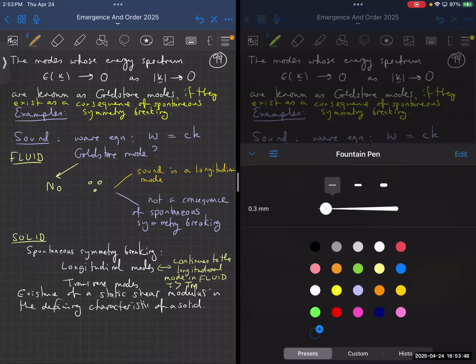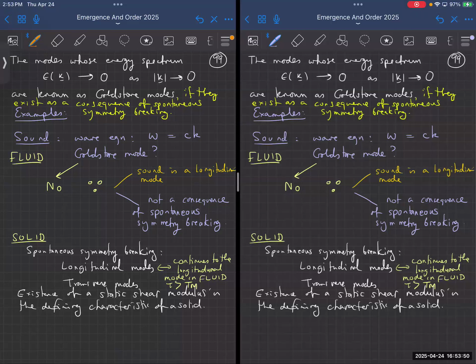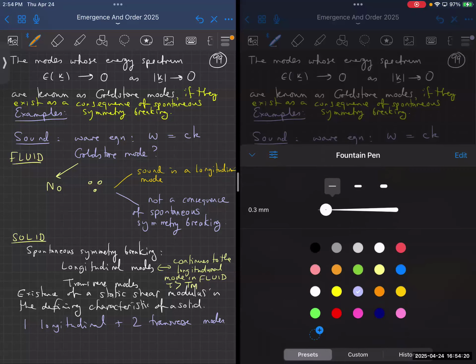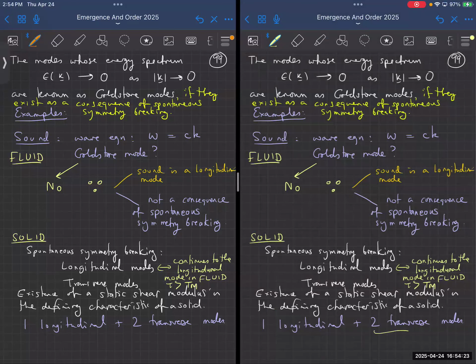Just to summarize, a solid will have one longitudinal mode and then two transverse modes. So I have to worry about the polarization. And only the transverse modes are the Goldstone modes.